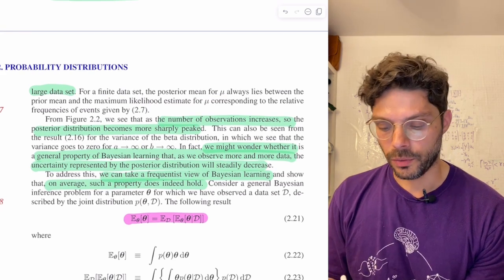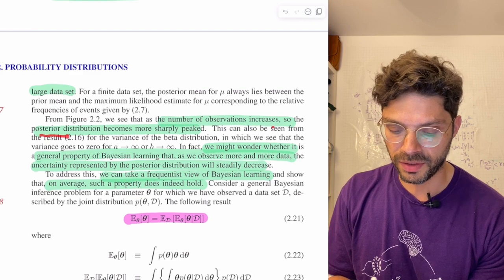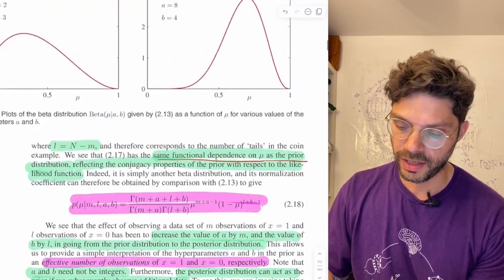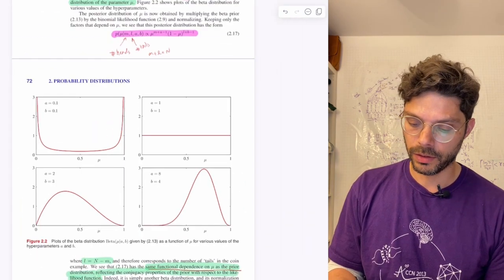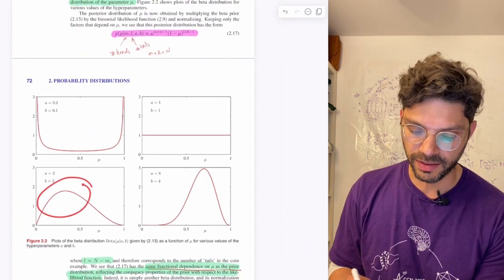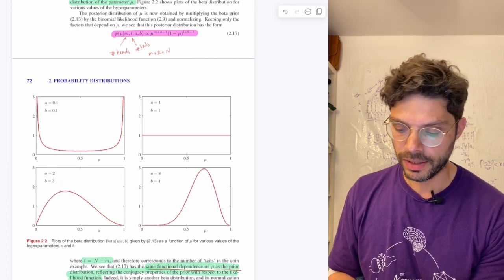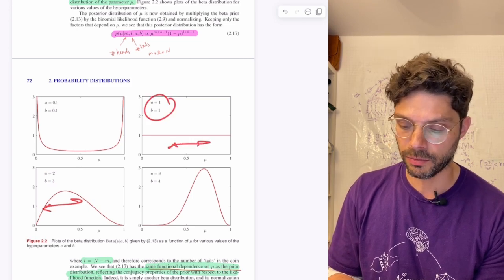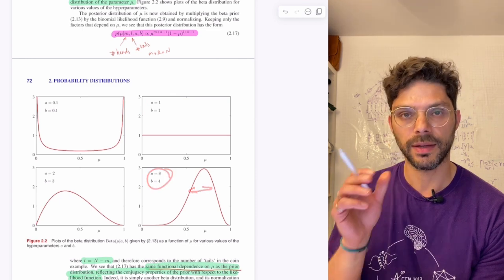So he says, okay, look, from figure 2.2, we see that as the number of observations increases, the posterior distribution becomes more sharply peaked. So let's see what that means. In this setting, we have 5 observations, so 2 heads and 3 tails, and we have a pretty wide distribution here. Here we have a super wide distribution, just 2 observations. Now we have 12 observations, and the distribution is getting quite narrow.